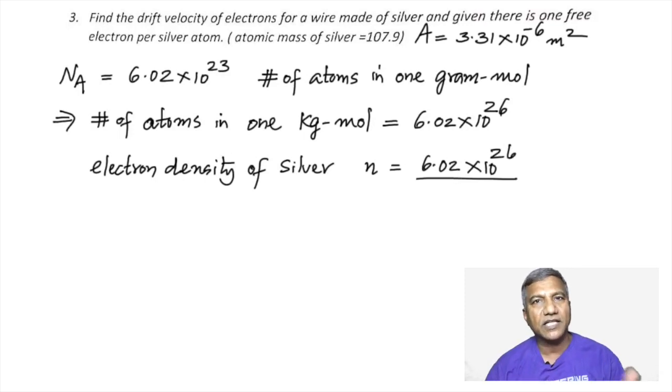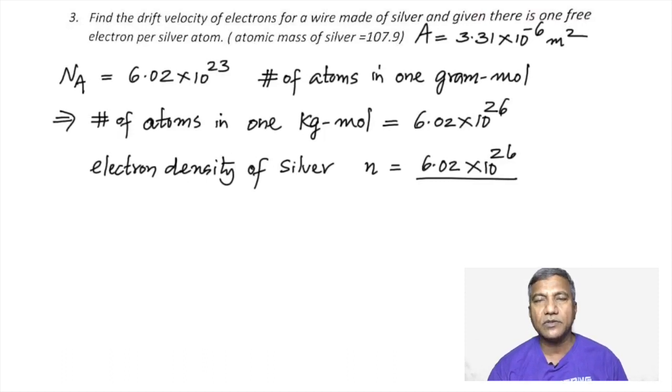When we say electron density of silver, we're trying to find out the number of electrons in 1 meter cube. Because we need that quantity, the number of electrons per meter cube. So first we have to find the number of atoms in 1 meter cube, because the number of atoms is equal to the number of electrons, because 1 electron per atom.